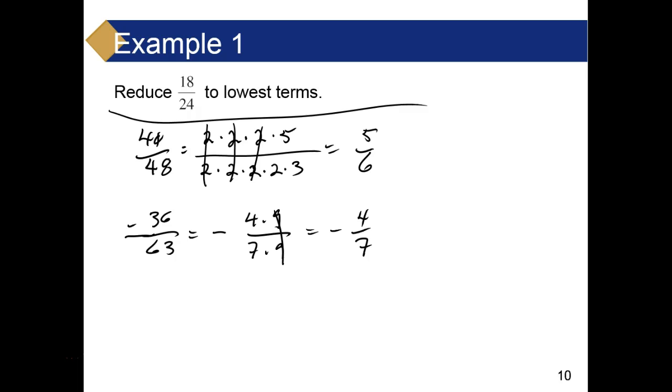3 won't go into that. 4 and 0 is 4. 3 won't go into 4. So there's no factor of 3. So that's how you do 2s, 3s, 4s.